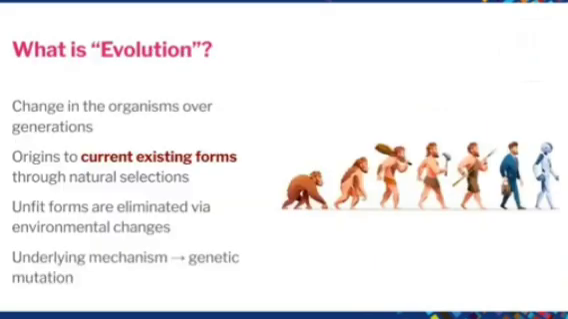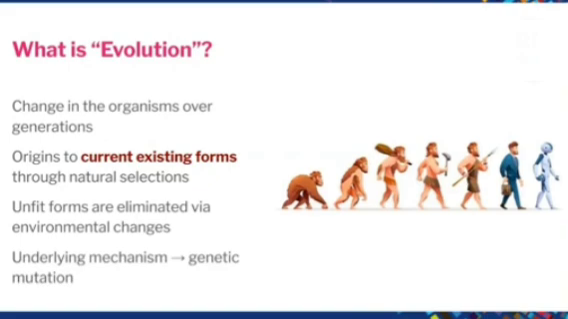The advantage of building a phylogenetic tree is to study evolution. For example, if you have 3 or 4 organisms and you want to see how similar they are, you go for a phylogenetic tree construction. So, what is evolution? Evolution, in simple terms, is the change in organisms over generations. Through natural selection, it originates the current existing forms, and unfit forms are eliminated via environmental changes.